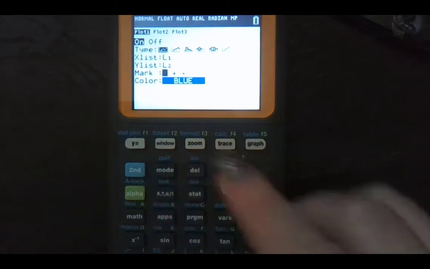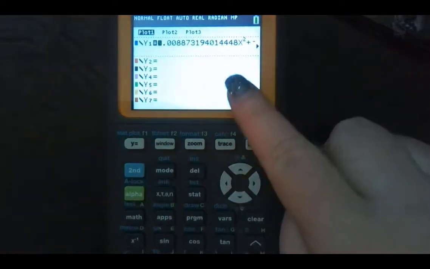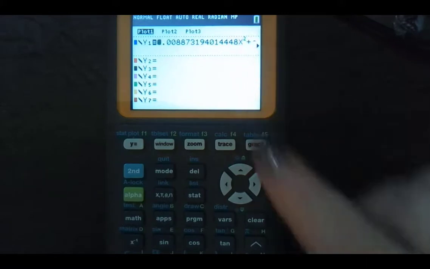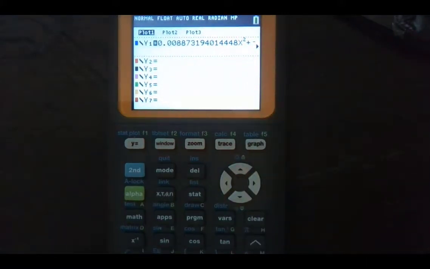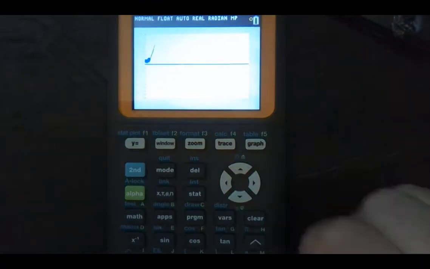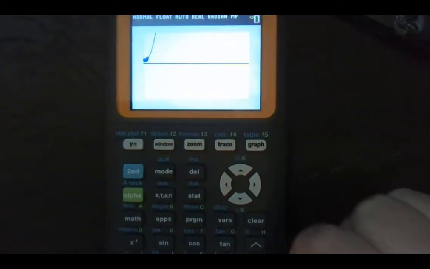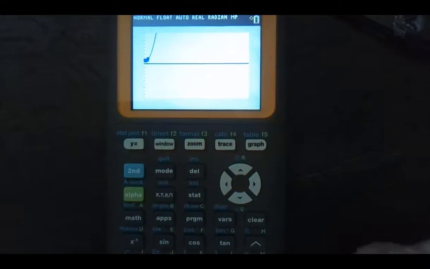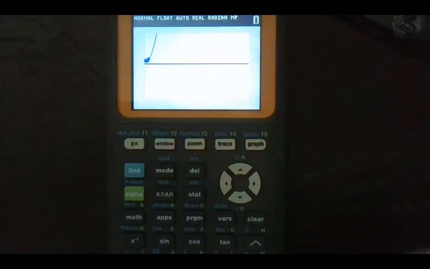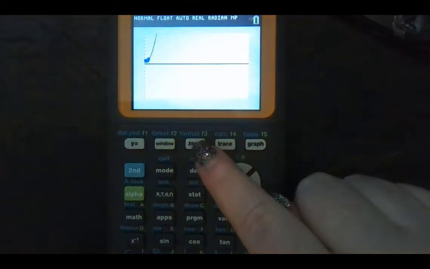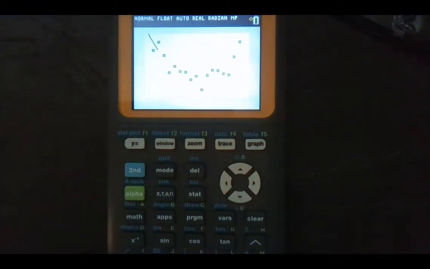Now remember that in our Y1, we have our quadratic model. So now the scatter plot and the quadratic model are going to graph when we press graph. Okay, so it's still working. Okay, so this doesn't really give us a good look, so what we're going to do is press zoom 9, and then here is our scatter plot with our regression model.